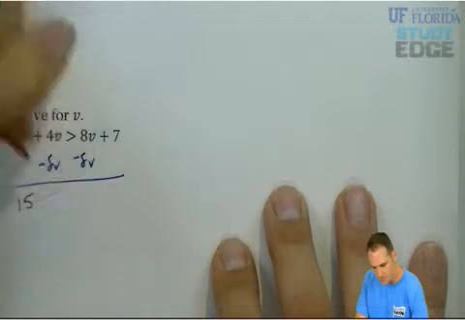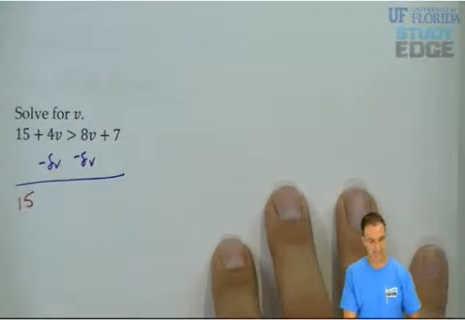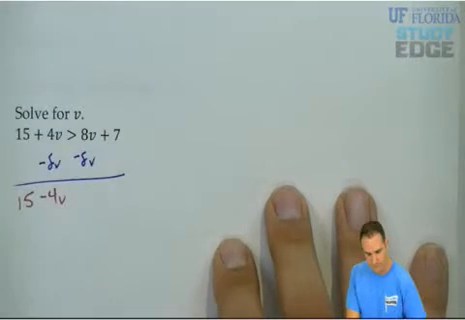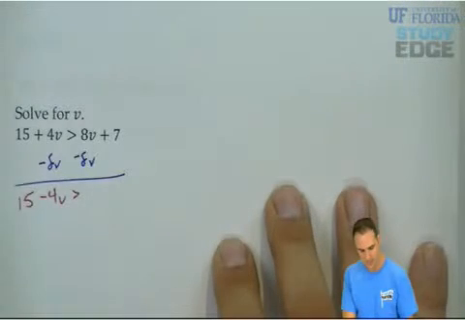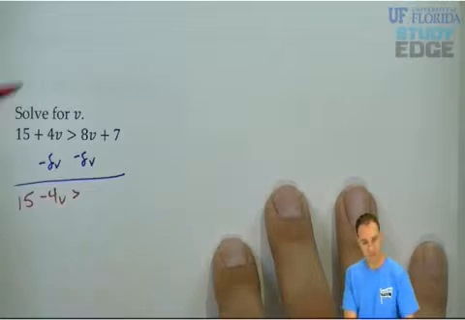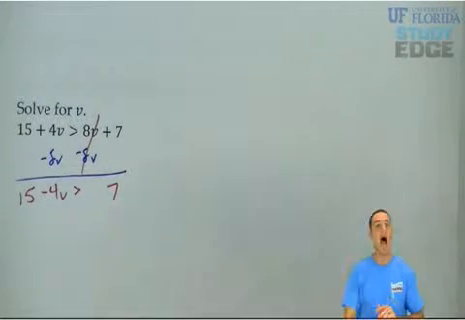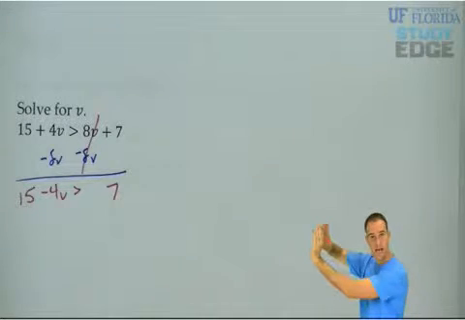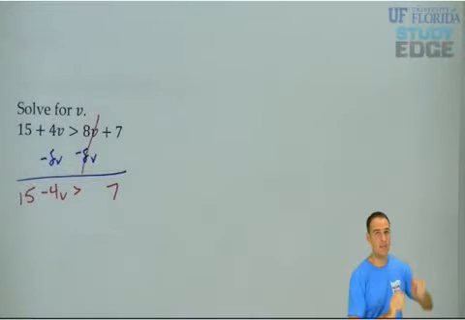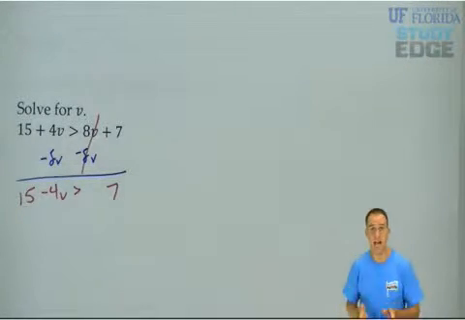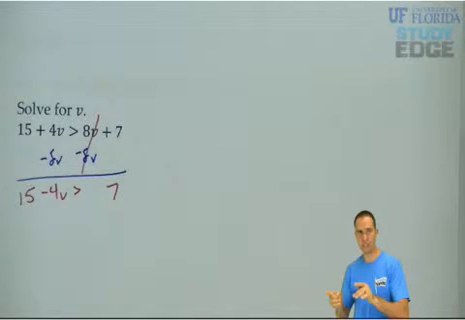15 I leave alone. 4v minus 8v would be negative 4v is greater than 8v minus 8v. Simplify, and then I have 7. I got my variables to one side, now I'm going to move my numbers to the other. Remember, across the line, change the sign for addition and subtraction.